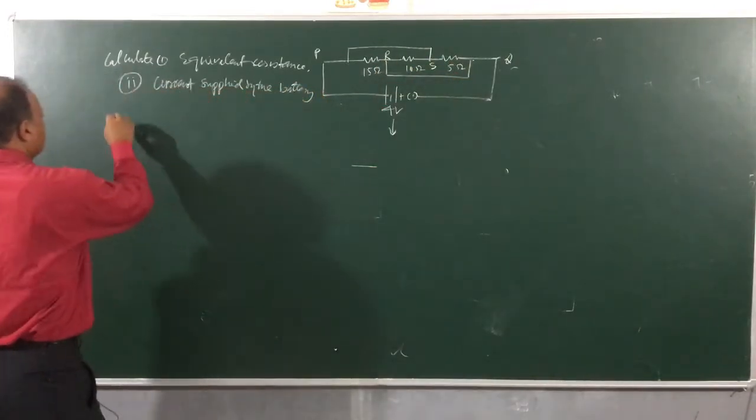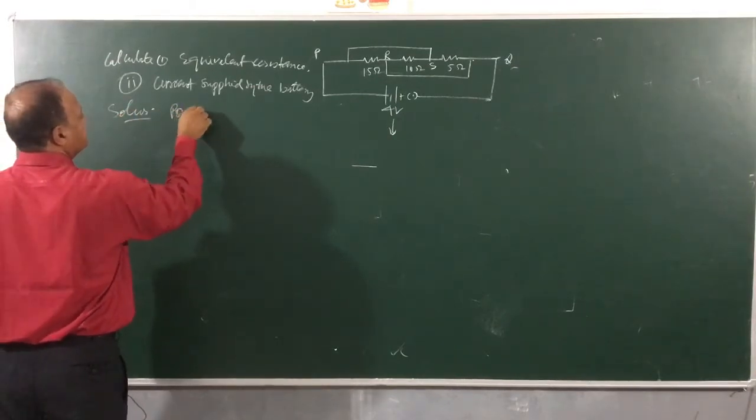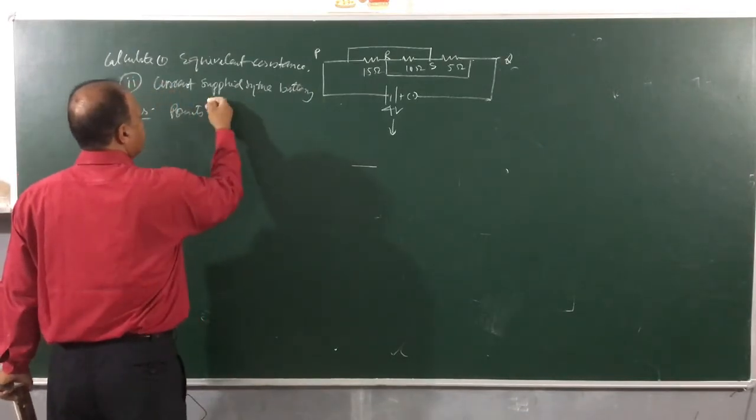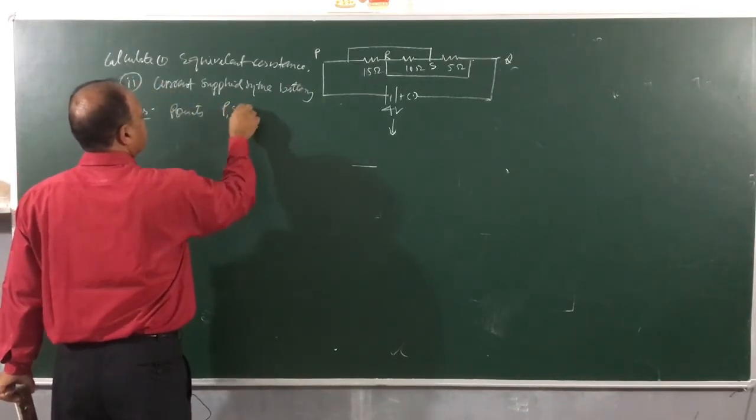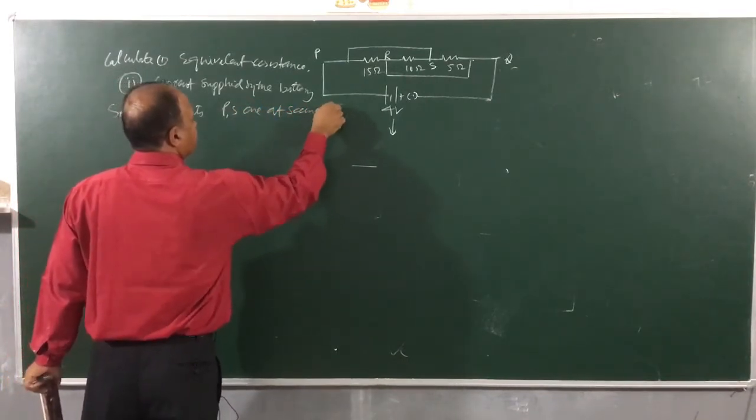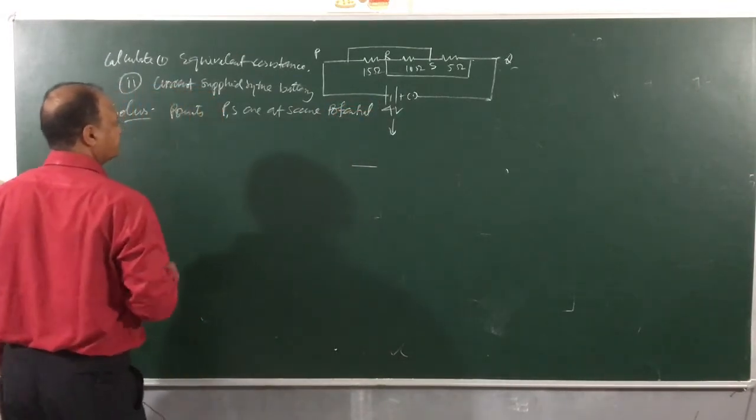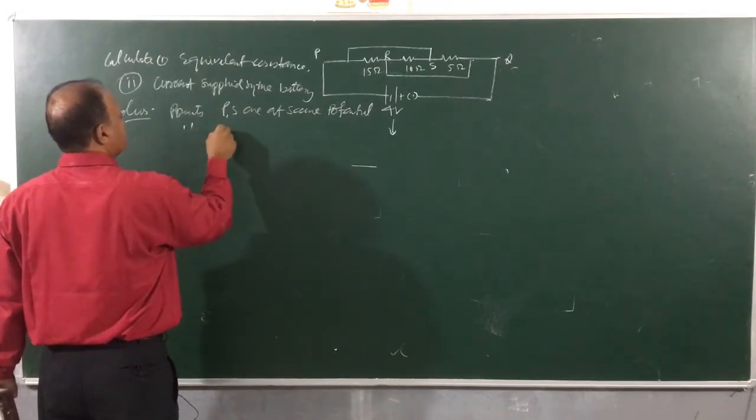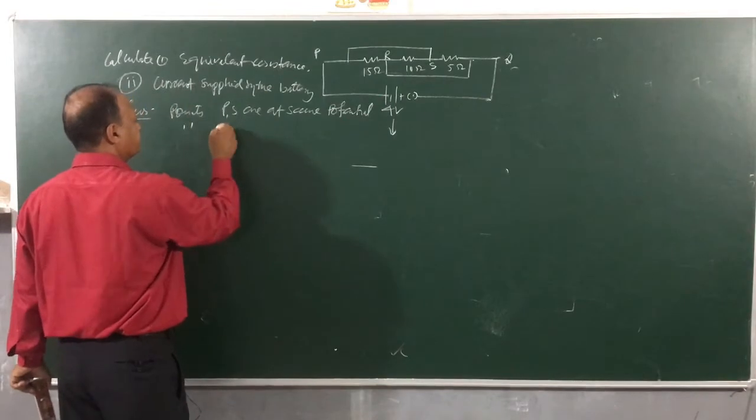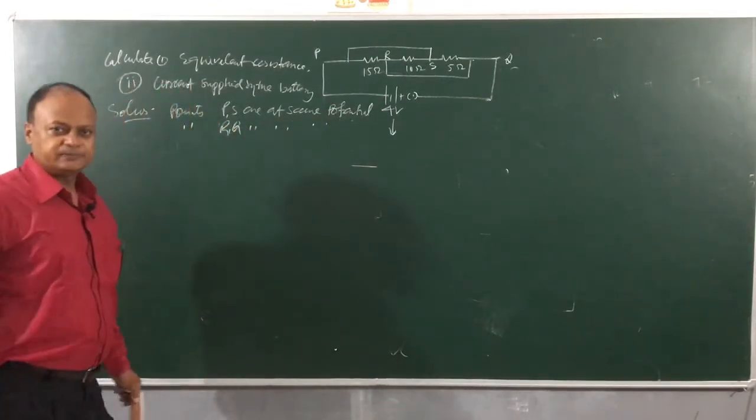So, here we conclude points P and S are at same potential, and similarly points R and Q are at same potential. Clear?